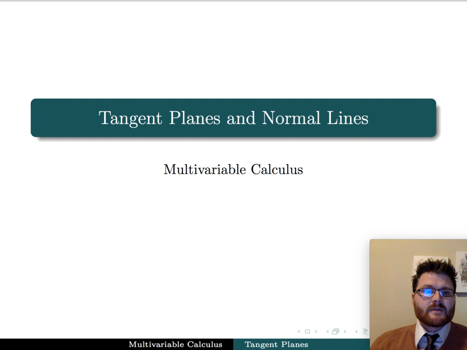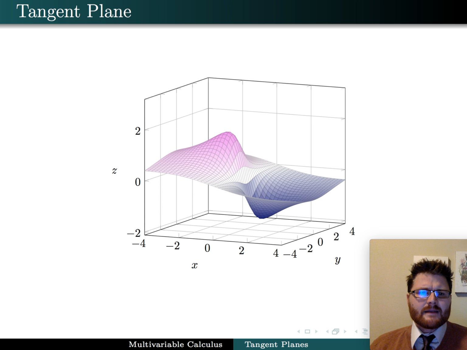Hi everybody, this video is going to be about tangent planes and normal lines. So a tangent plane, if we've got some surface, at some point is going to be a plane that is tangent to the surface at that point, in the same way that a tangent line is tangent to a curve at a point, sort of touches it just at that point and is parallel right around that point, sort of going in the same direction. A tangent plane is going to do the same thing for a surface.